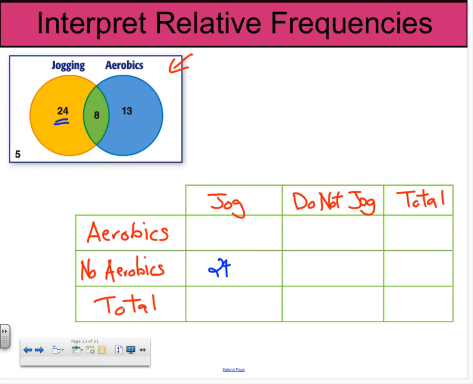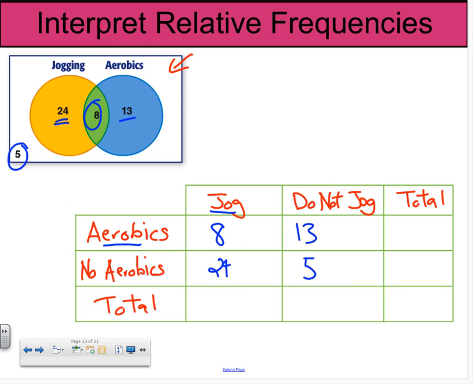Now, what about people who jog and do aerobics? Aerobics and jogging would be this middle section, or this overlap. That would be 8 people. Now, how many people do aerobics and do not jog? That would be this number right here, 13. They do not jog and they do aerobics. And then how many people don't do anything? If you're not careful, you might miss it. But notice down here in the corner is the number 5. That is how many people do not jog and do not do aerobics, so that is 5. This is kind of a bad 13. Let me redo it.